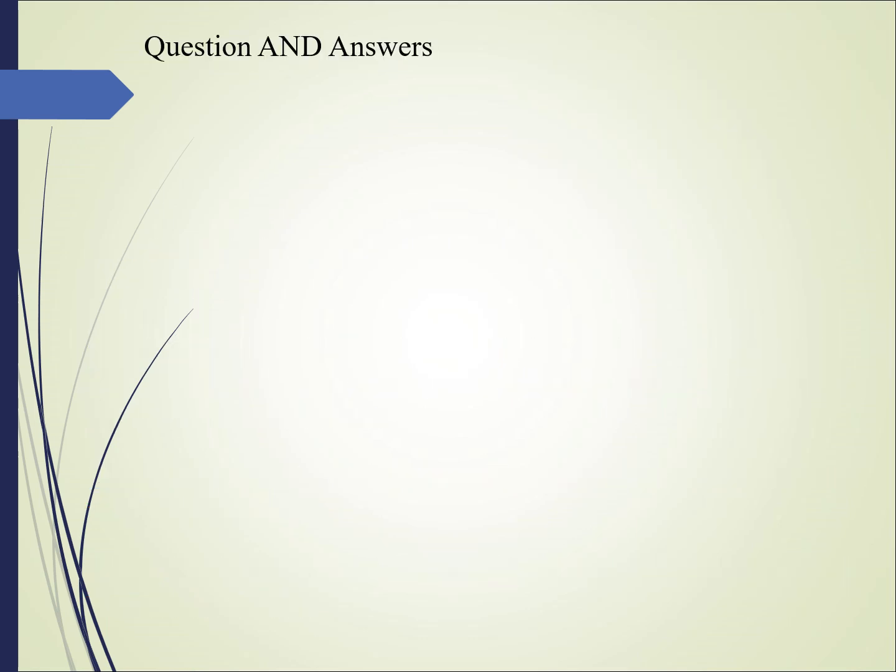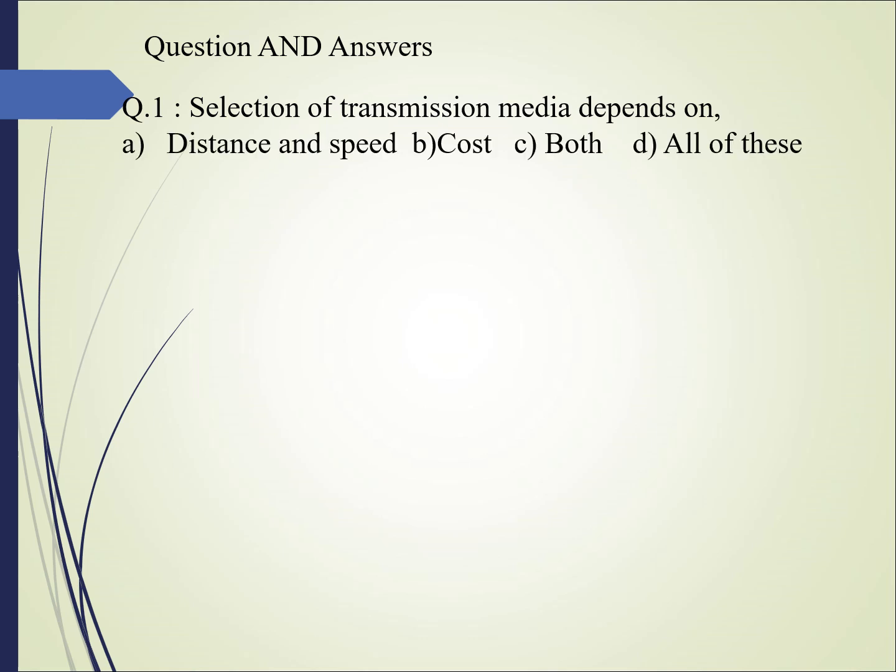We will see some questions and answers. The first question is, selection of transmission media depends on, and the options are distance and speed, cost, both, and D option is all of this. So what will be the answer? As explained in the first slide, the selection of transmission media depends on the distance and speed. When the distance is less, we use wired media, and when the distance is more, we use wireless media. So the selection of transmission media depends on distance and speed.